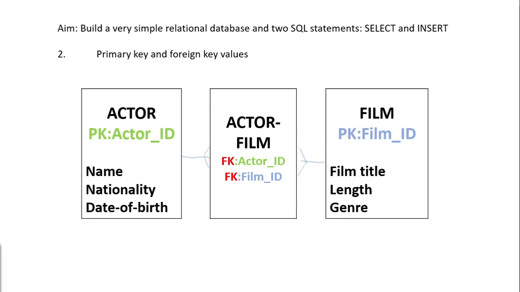The actor ID in the linking entity actor-film is defined as a foreign key that is linked to the primary key in the actor entity. This linking is performed when the actor entity is defined. Similarly, the film ID is also a foreign key in the actor-film linking entity, linked to the primary key in the film entity.